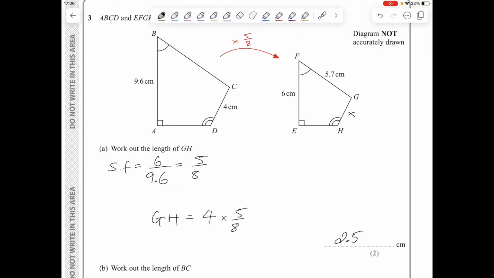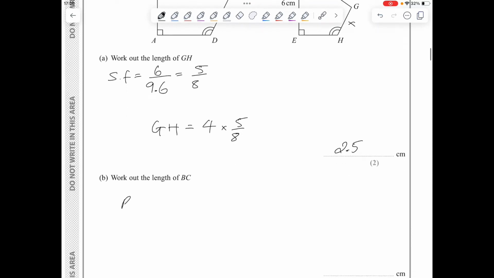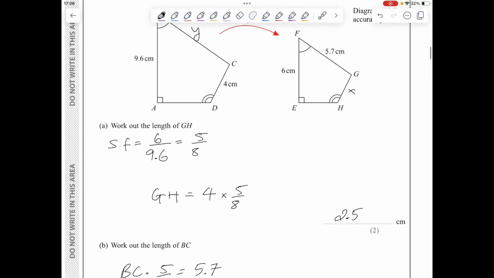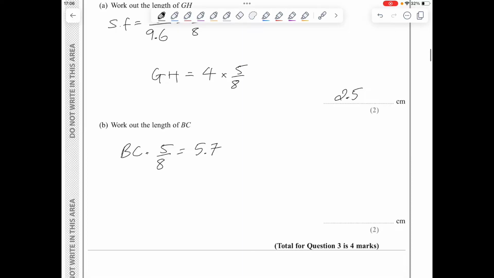And then in part B, I need to find BC, which is this one. Let's label it as Y. So BC times my scale factor will be equal to 5.7, which is the corresponding side on the small shape. Now if I rearrange this one, BC will be 5.7 divided by 5 over 8, and the answer to this comes out to be 9.12.